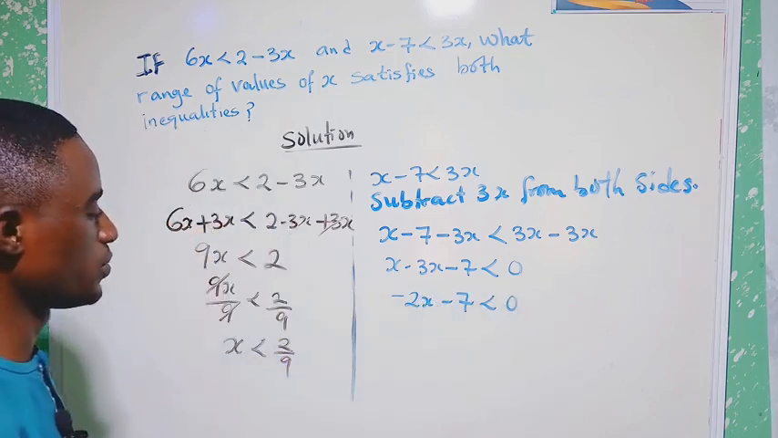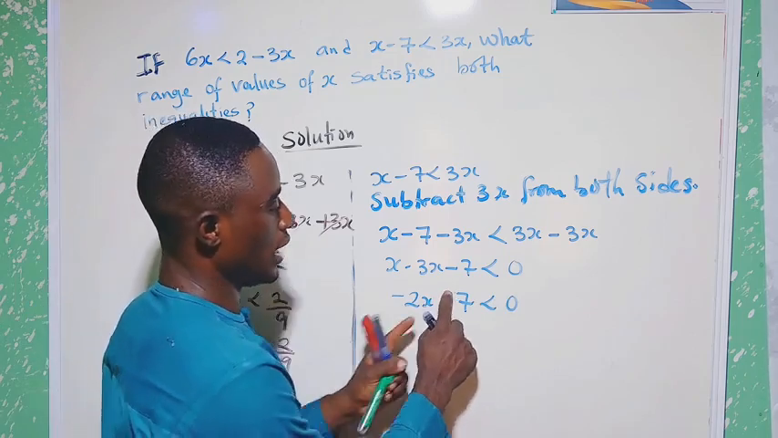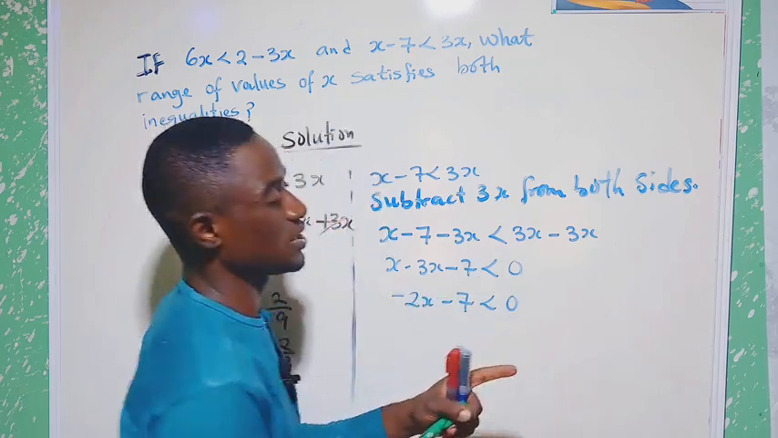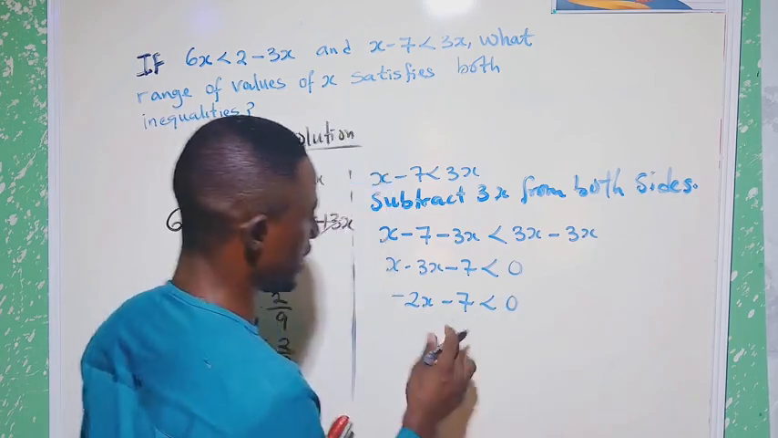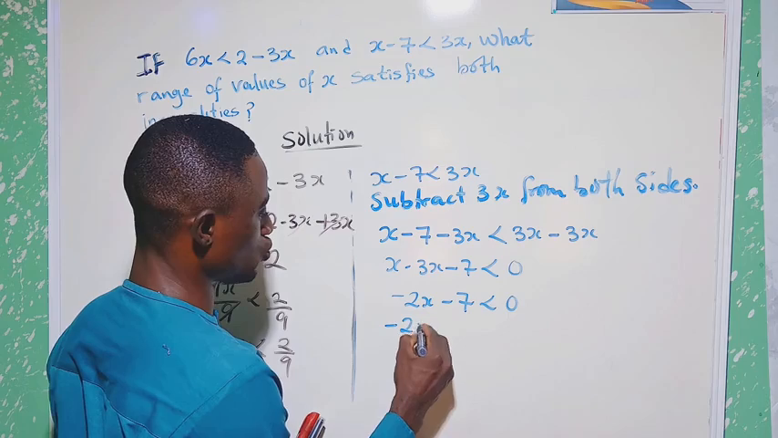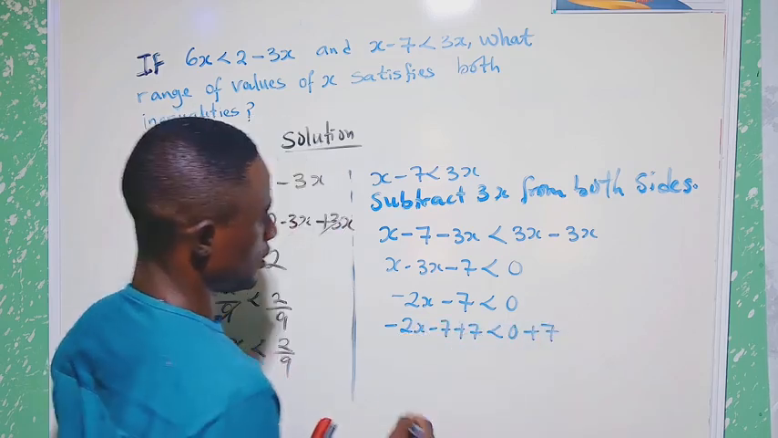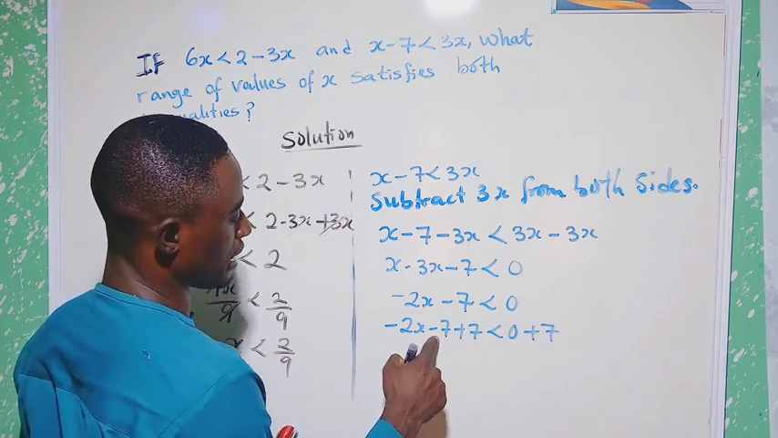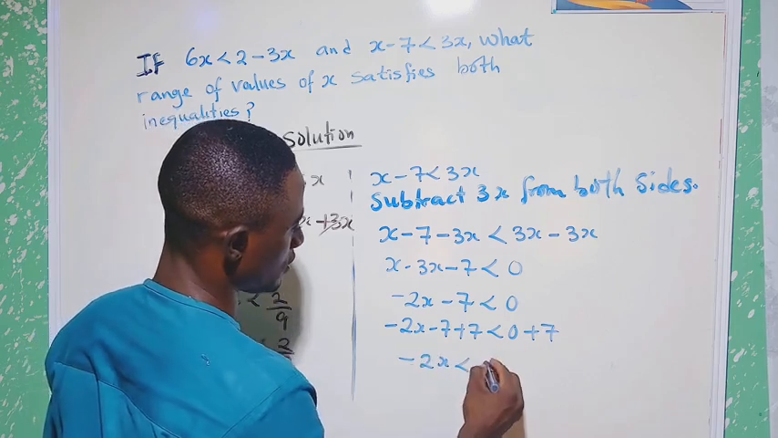Looking at this, I want to get rid of the minus 7. I can move the minus 7 to the other side to turn it to plus 7, or I say add 7 to both sides. If I add 7 to both sides, I have minus 2x minus 7 plus 7 less than 0 plus 7. Minus 7 plus 7 is 0. Then we have minus 2x less than 7.